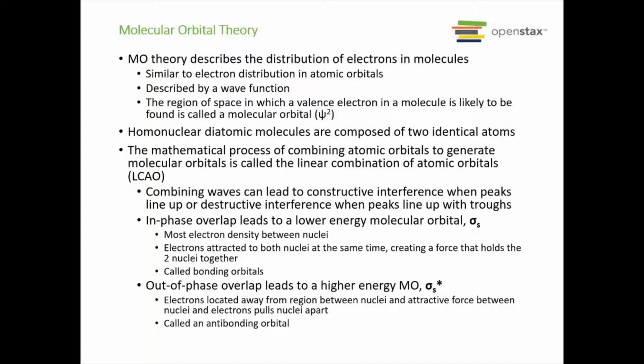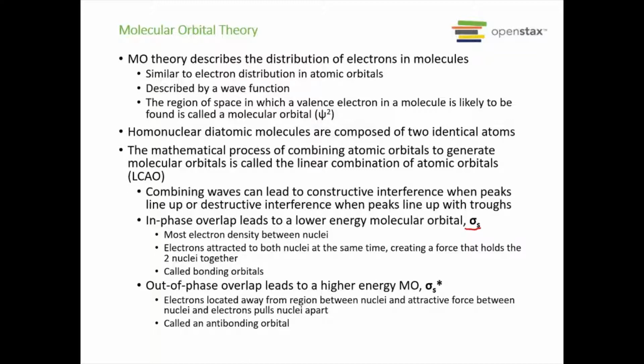So what happens is it looks at how the wave functions combine. If they have constructive interference, like we talked about in chapter 6, where the peaks line up, you have what is called an in-phase overlap. And when you have destructive interference, when the peaks and troughs line up, you have out-of-phase overlaps. These overlaps give us two different types of orbitals. The in-phase overlap gives us a lower energy molecular orbital, sigma s. So now instead of just saying a sigma bond, we have a sigma s molecular orbital.